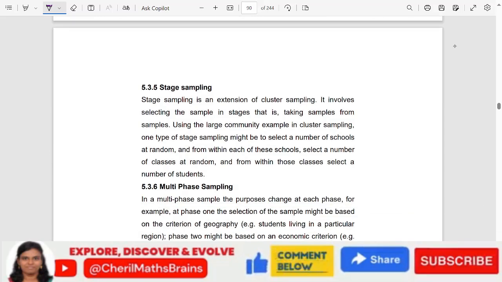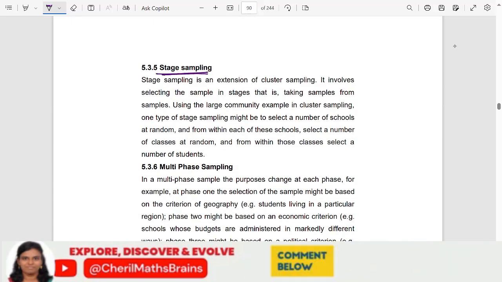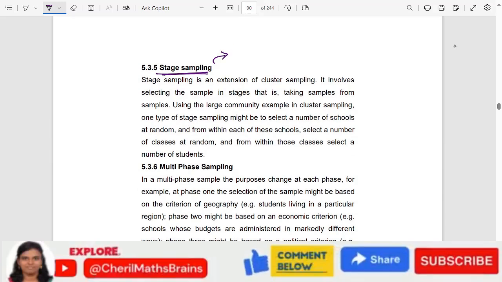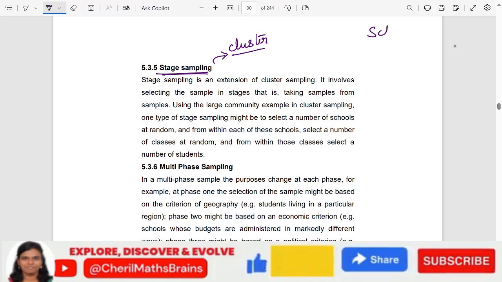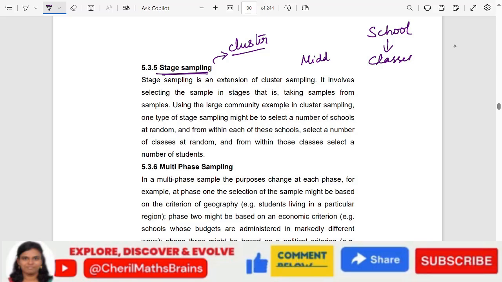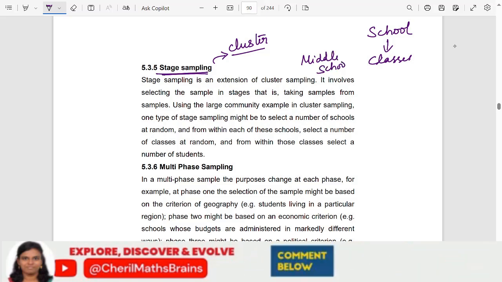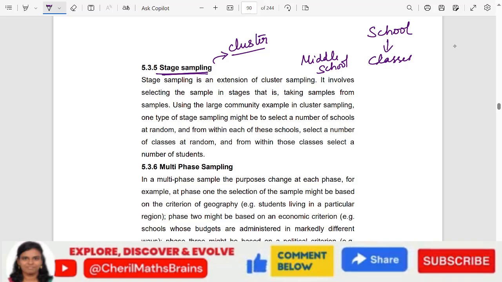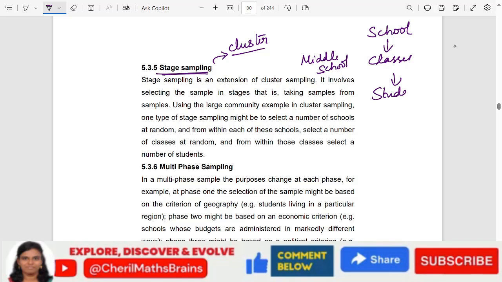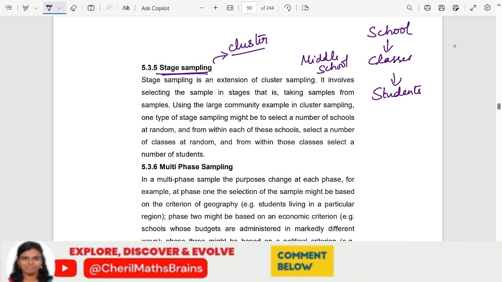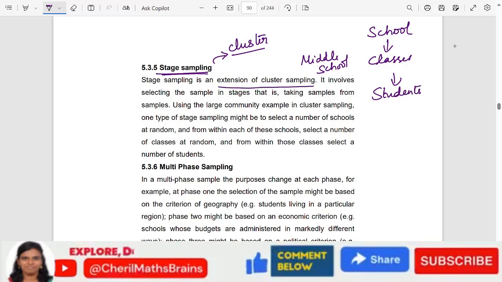Okay, the next one is stage sampling. Stage sampling, what is it? This is an extension of cluster. In cluster, we saw we are dividing it in terms of schools. So in schools, what I can do is I can take only certain classes. For example, I take only the middle schools. If I take only middle school children, then after taking these middle school children I am going to do it on the students of these particular classes alone, and that is called stage sampling. It's an extension of cluster sampling.